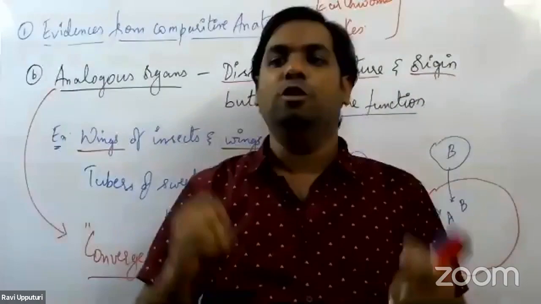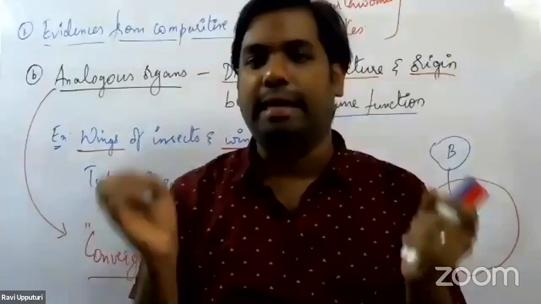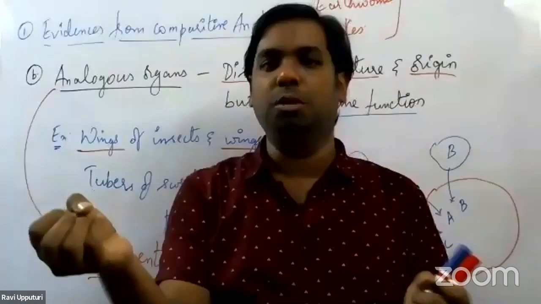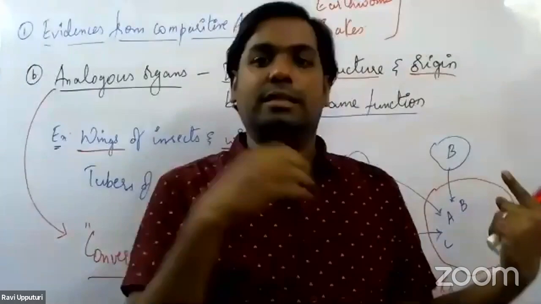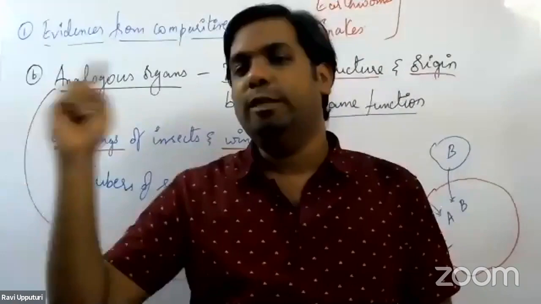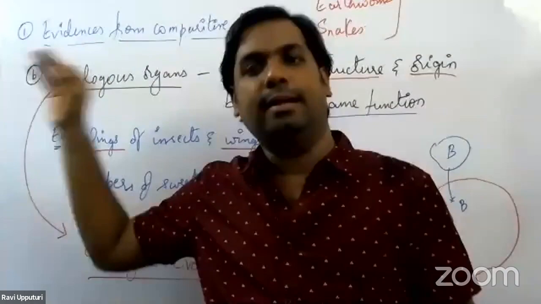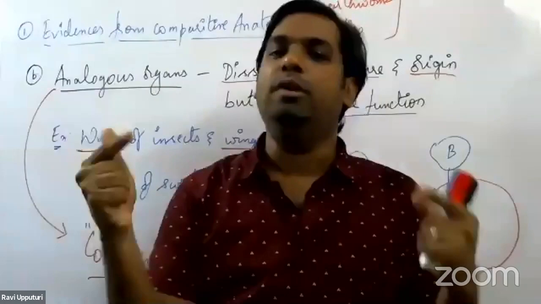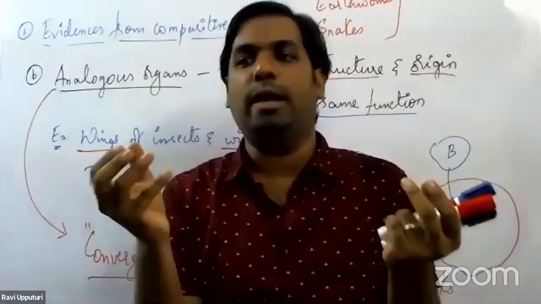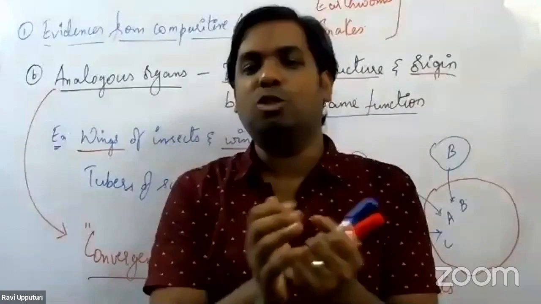Since no individual has identified or observed any change in an organism in favor of evolution, because the lifespan of humans is very, very short, what I said in the initial part of the classes is that scientists started collecting evidences from different branches of biology, of which we started off with the first branch, evidences from comparative anatomy. So we have been studying the morphology as well as anatomy of different organs. By studying and comparing the morphology and anatomy of different organisms, we will get a clear picture of how evolution has taken place.